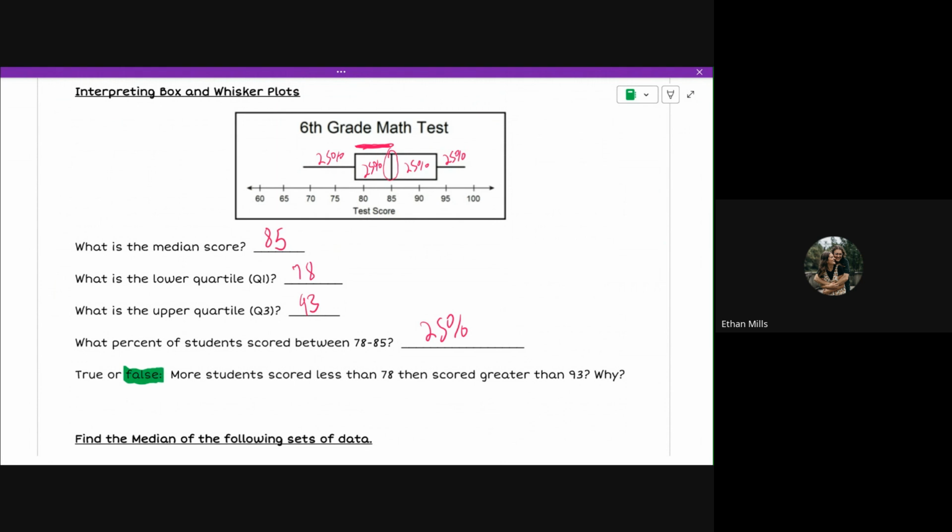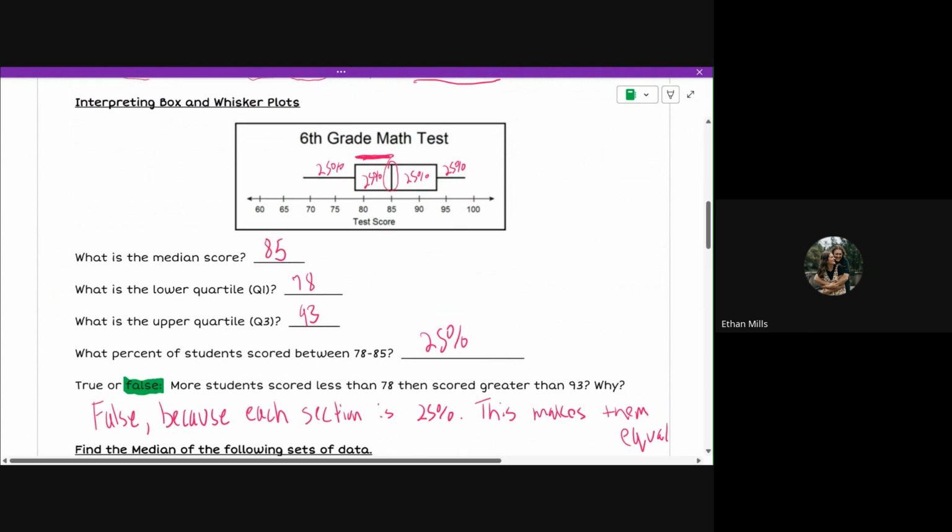And we can say false because each section is 25%. This makes them equal, or if you want to put, the same. Just like that. Okay? So that's identifying.